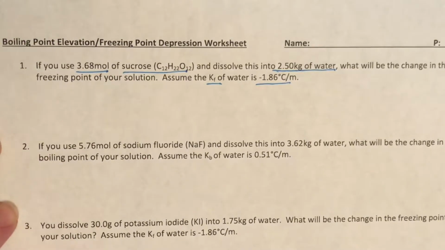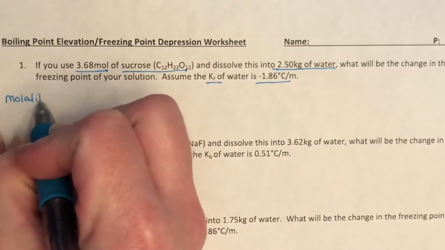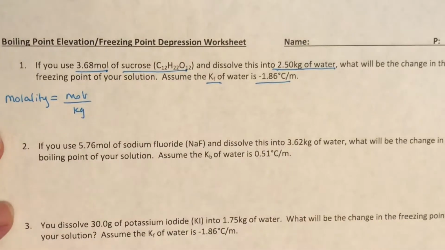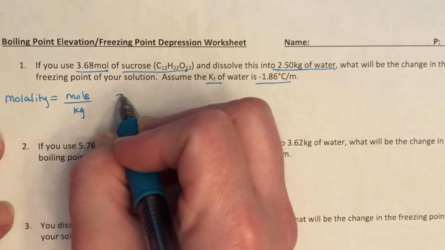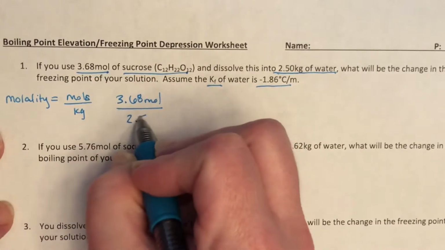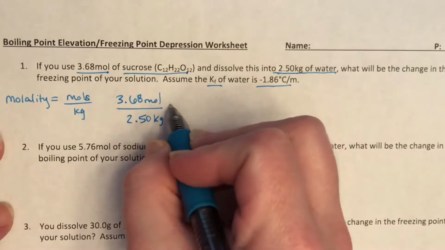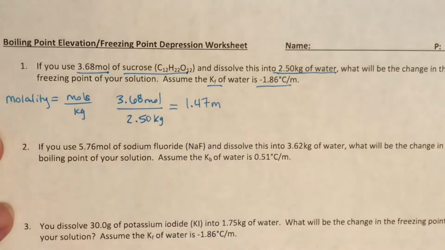So the first step is we need to calculate molality. Remember that molality equals moles over kilograms. So pretty easy from lecture 5. So we're going to type in 3.68 moles over 2.50 kilograms. Yes, they have to be in moles, and the other number has to be in kilograms, can't be grams. So make sure you do change that. And this answer should end up being 1.47 m. We're still going to the hundredths place when rounding.